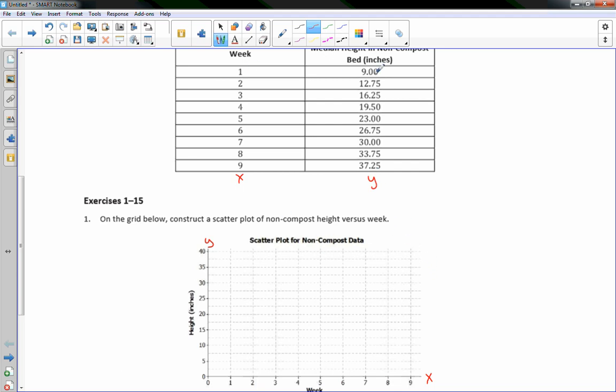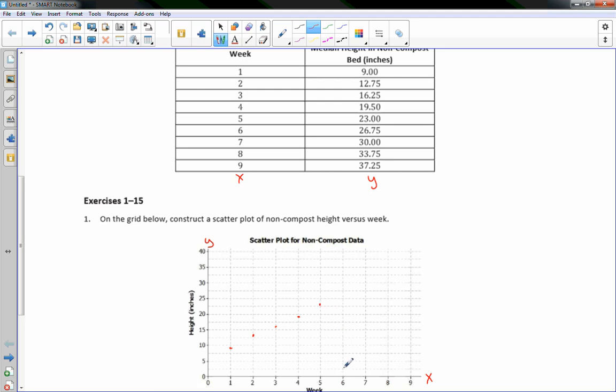Okay, so we're going to plot these points. (1, 9): 9 is roughly right there, just below 10. (2, 12.75): 12.5 would be here, so a little bit more, so right there. Number 3 is 16.25, so here's 15, here's 17.5, so 16.25 might be about there. Number 4, 19.5: here's 15, 17.5, and 19.5 is just under the 20. And number 5 is 23, so here's 22.5, so just above.